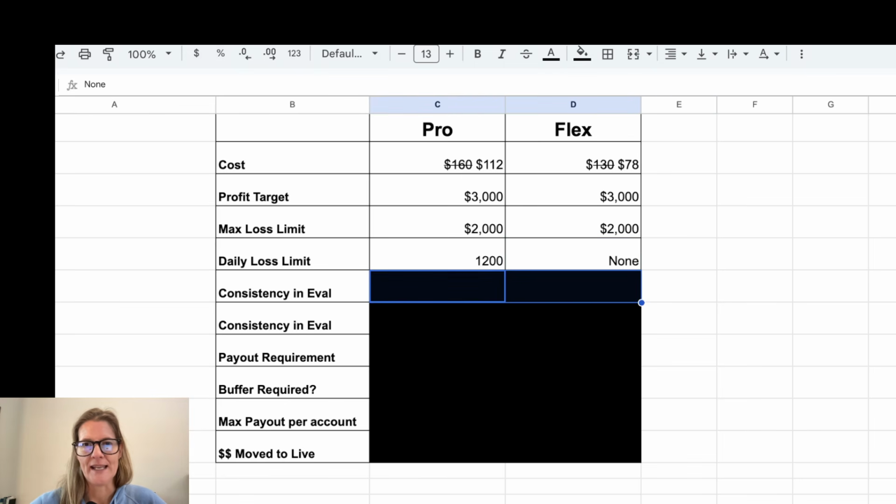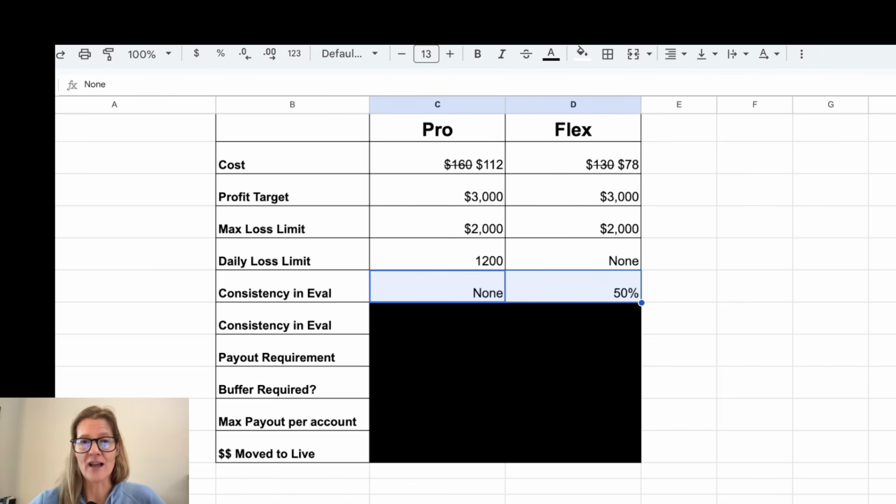All right. In the eval stage, consistency in eval, there's no consistency in the Pro account. So essentially that means you could technically pass the eval in one day. The Flex account, there's a 50% eval consistency. So as little as 2 days, potentially. That would have to be trading perfect to get $1,500 and $1,500 profit 2 days in a row. So that's a little bit risky, but you could technically pass the Flex eval in 2 days.